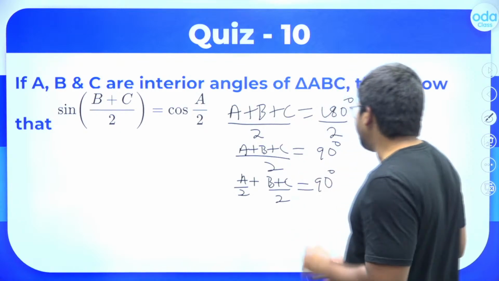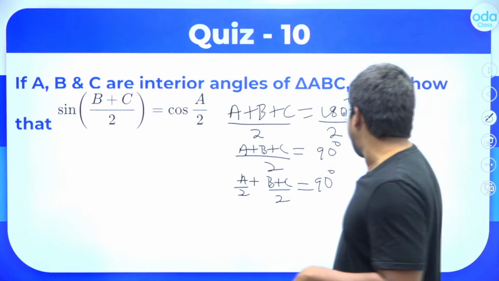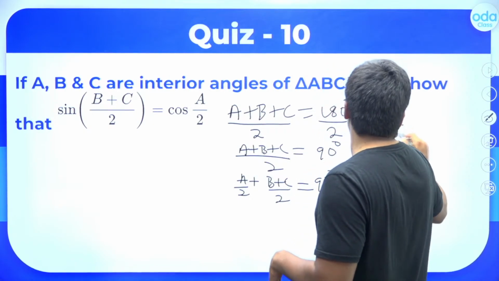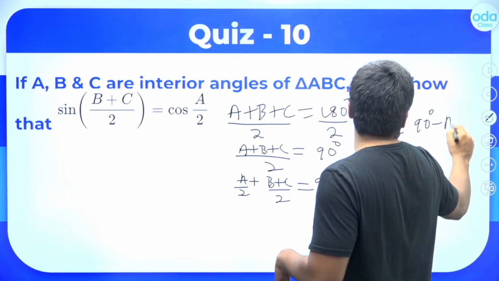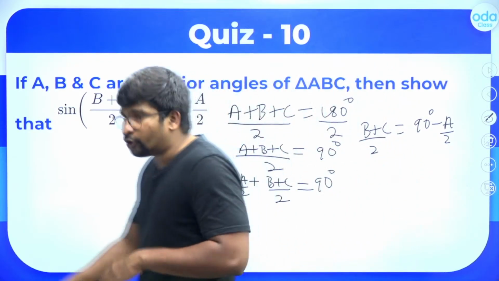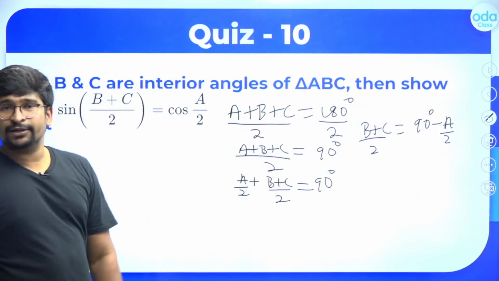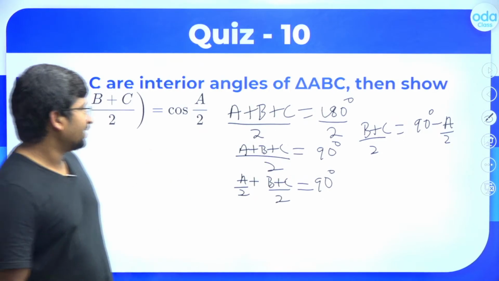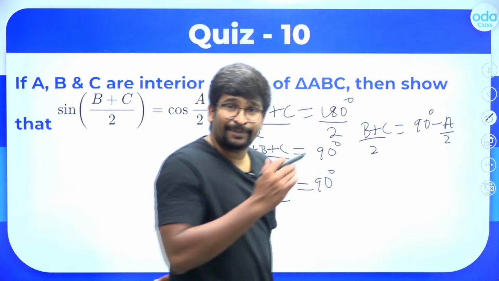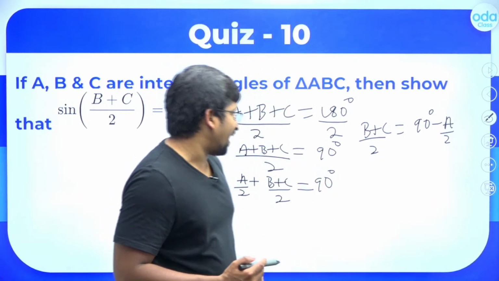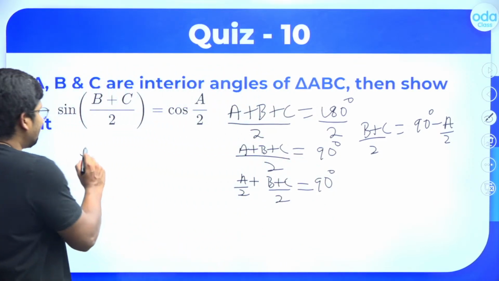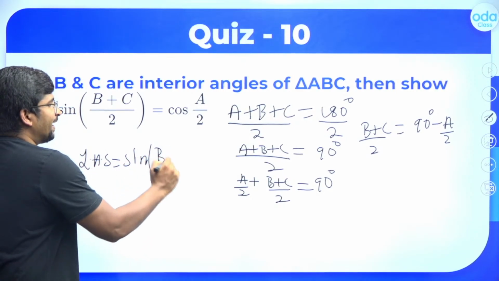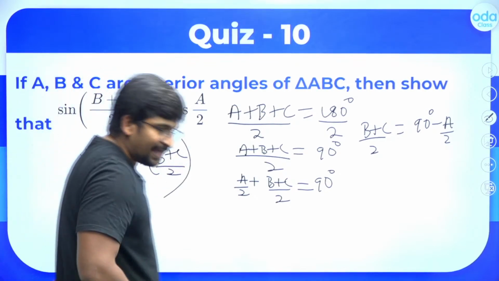Okay. So A by 2 plus B plus C whole divided by 2 is 90 degree. So you can say B plus C whole divided by 2 is 90 degree minus A by 2. Taking this A by 2 to the right side, you can say B plus C whole divided by 2 is 90 minus A by 2. Correct? So, if B plus C whole divided by 2 is 90 minus A by 2, what is there on the LHS now? LHS is sine of B plus C divided by 2. Correct? This is what is there on the LHS.